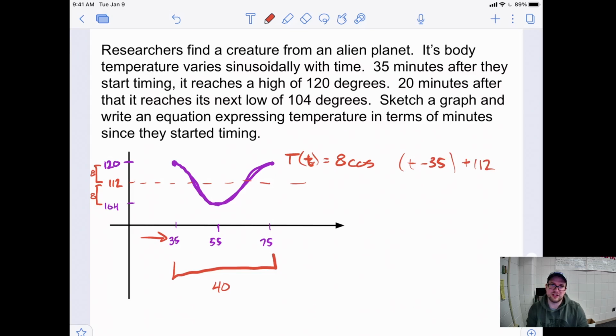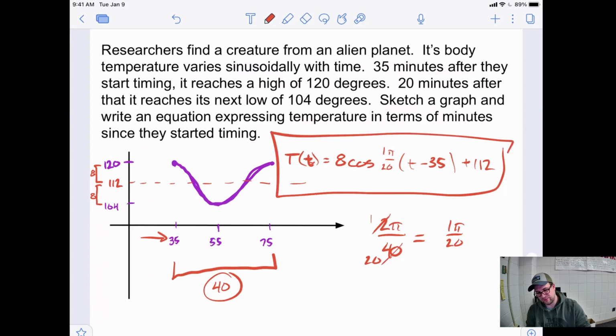Now let's just get our b value. So to get your b value, it's just 2 pi over your period length, which was 40. This would be 1 pi over 20, which is our b value. So 1 pi over 20 goes right here, and this would be the equation that models it.